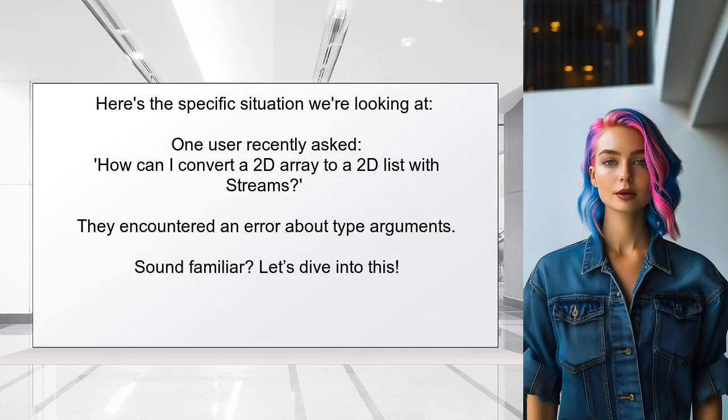Here's the specific situation we're looking at. One user recently asked, how can I convert a 2D array to a 2D list with streams? They tried a code snippet from Stack Overflow but encountered an error about type arguments. Sound familiar? Let's dive into this and find a solution.